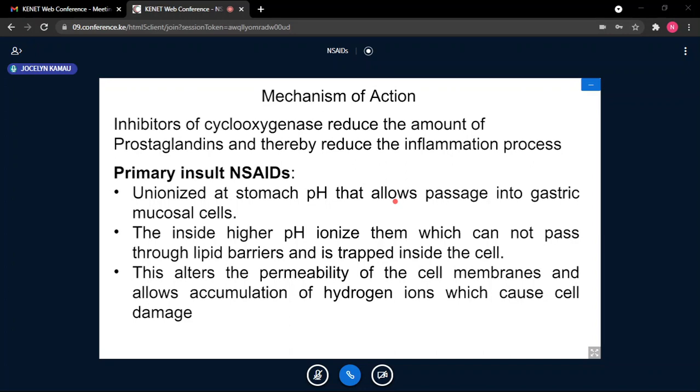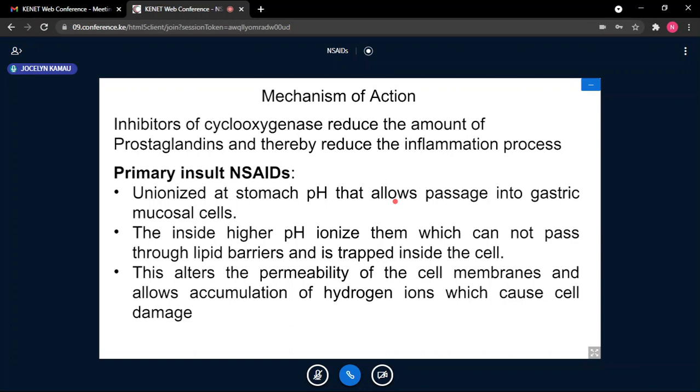Gastric irritation can occur because of two reasons. One, these drugs are acidic in nature. They have a carboxylic group: salicylic acid, indomethacin, all of them have a carboxylic acid. They are acidic in nature. So when they get into the stomach, they will be ionized, and a small portion non-ionized.